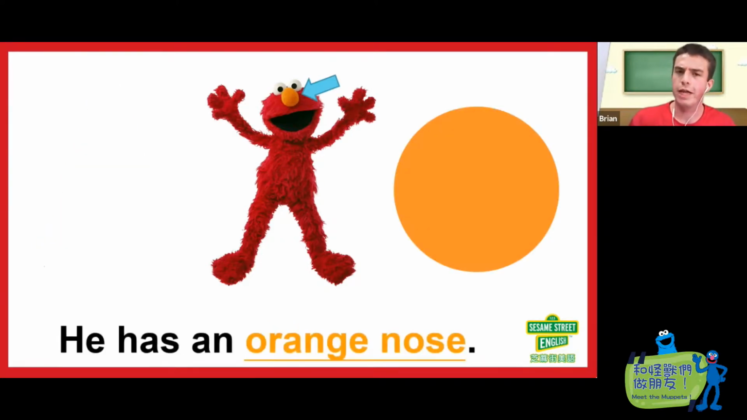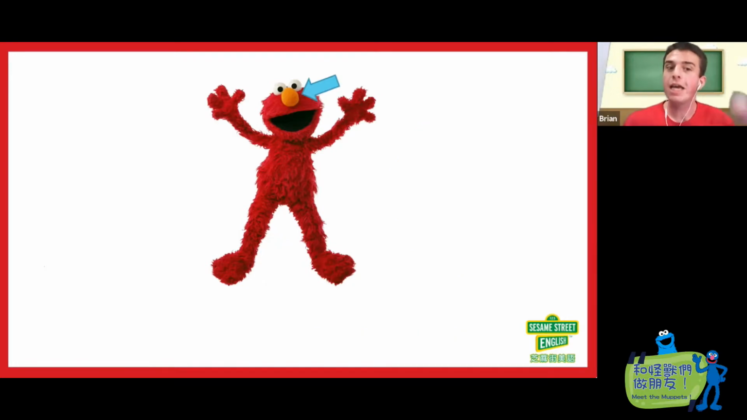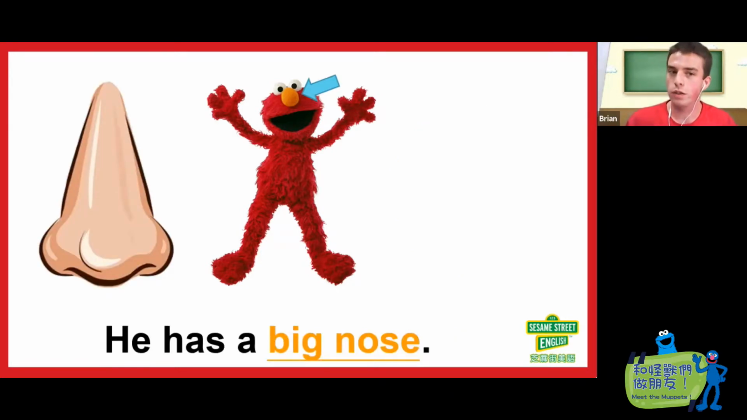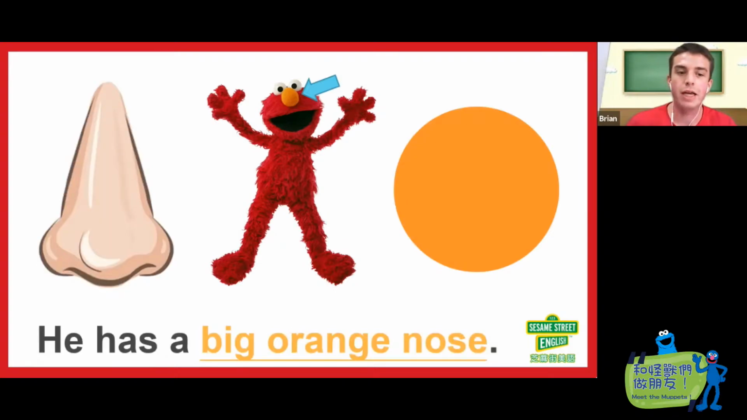So before we also said he has an orange nose. And we also said he has a big nose. We can put these two sentences together to make he has a big orange nose. Can you say after me, please? He has a big orange nose.